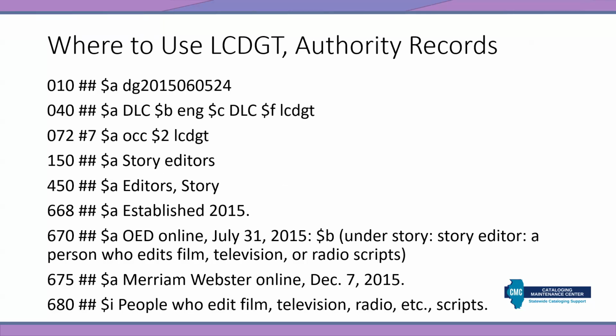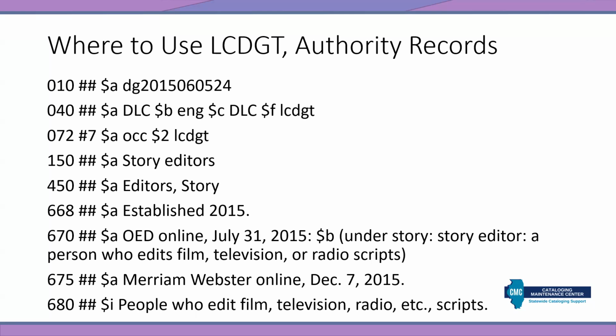So where should you use LCDGT in authority records? Demographic group authority records in Classification Web take precedence over all other products as authority for LC demographic group terms. Demographic group terms employ the 150 field, authorized term, 450 fields used for references, 550 fields, broader terms or BT, and related terms or RT. And the 668 field, which is the history note or HN.